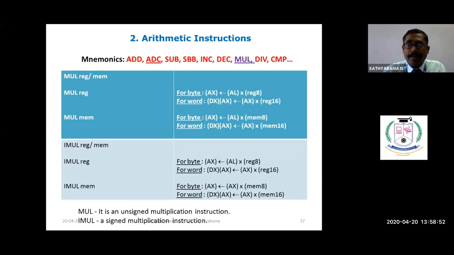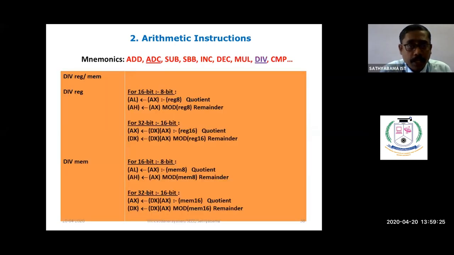Next comes the MUL operation. This is unique for 8086, which is not available in 8085. Here we have two types, MUL and IMUL. One is for unsigned multiplication, another is for signed multiplication. IMUL is used for signed multiplication, byte by byte or word by word. MUL command is used for unsigned multiplication, byte by byte or word by word. Then you see the division command, division register.